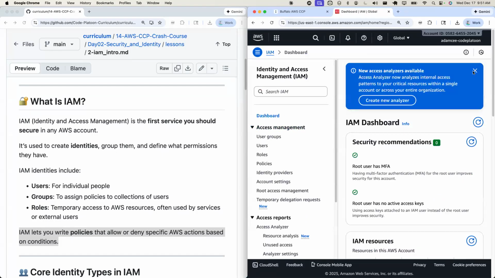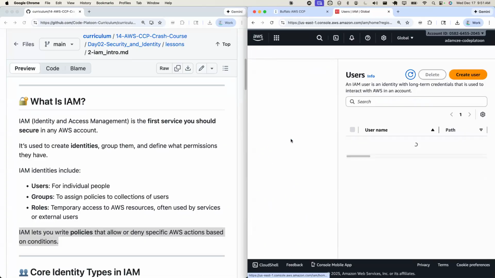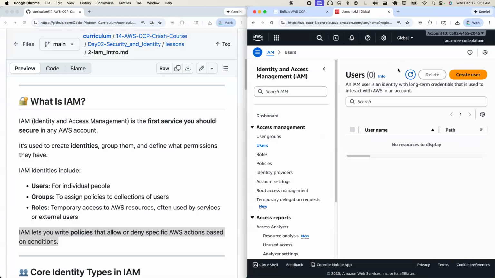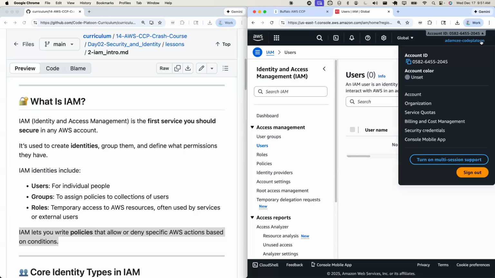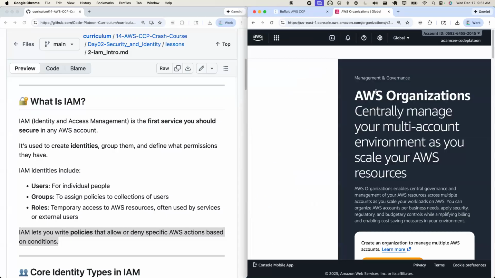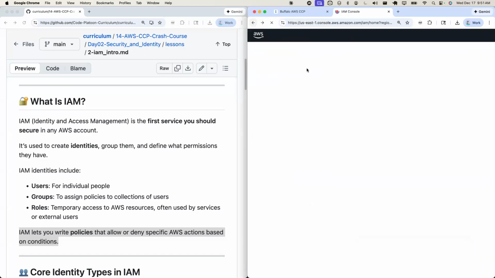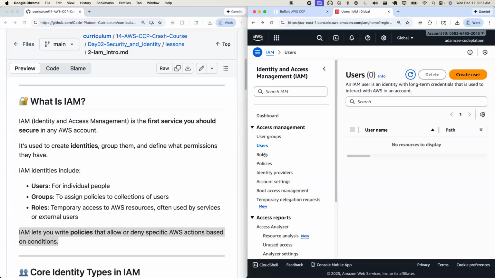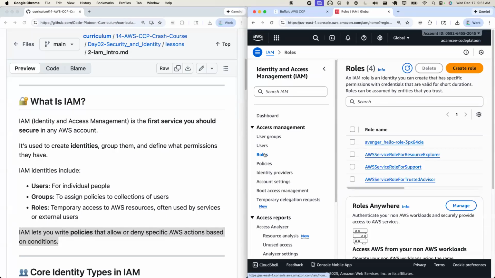If we look here in the Code Platoon YouTube, let's go to, I apologize. I think I'm in the wrong AWS organization to show the users that we have in our AWS group. I think for Cloud Ops it's somewhere else.